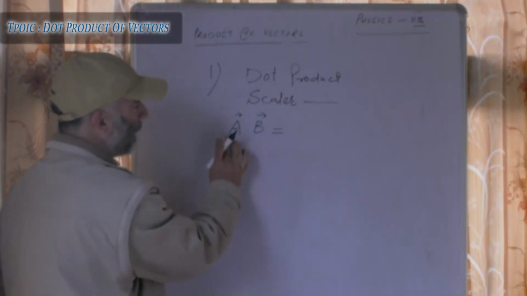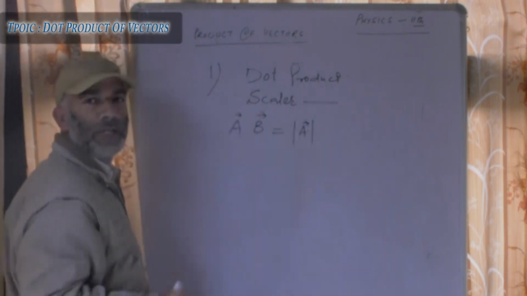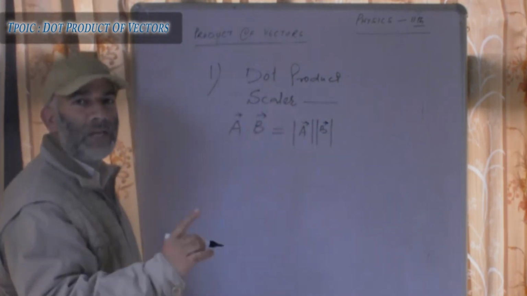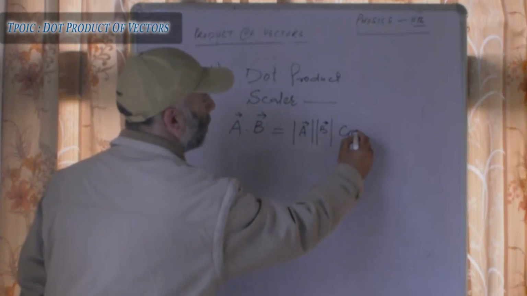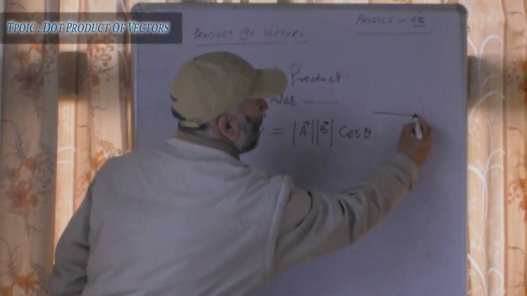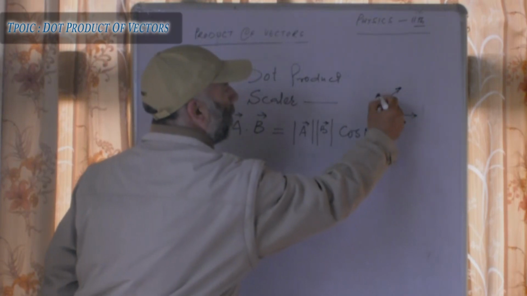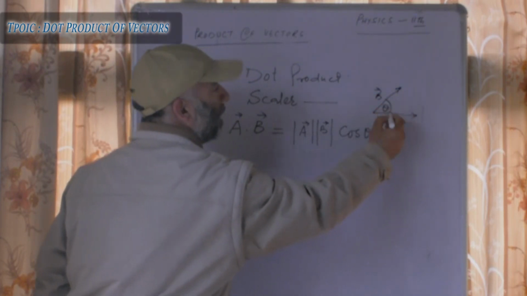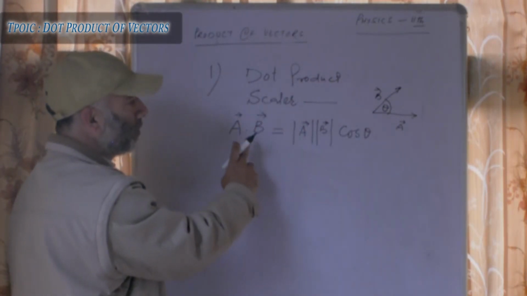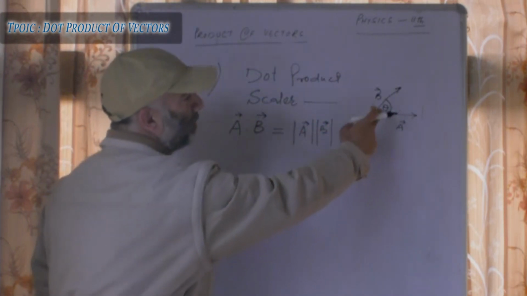The magnitude of vector A is written like this: magnitude of A, magnitude of B, and cosine of the angle between the two vectors, cos theta. So if this is vector A, and this is vector B, and this is the smaller angle between them, then in the case of the dot product, or scalar product, A dot B is equal to the product of magnitudes of the two vectors and cosine of this smaller angle between them.